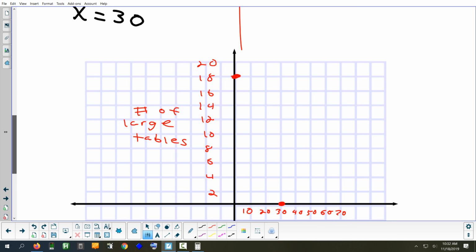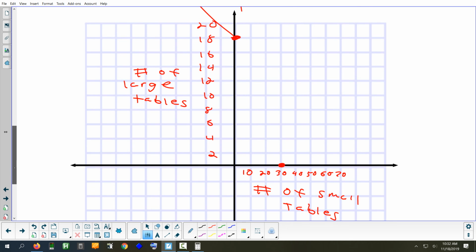Now, we want to draw our line, but we want to think about it a little bit. Should your line go over here like that? No. Why not? Since we're not having none. What would that mean if your line went over there like that? Because you can find more tables. Okay, so it would keep going.